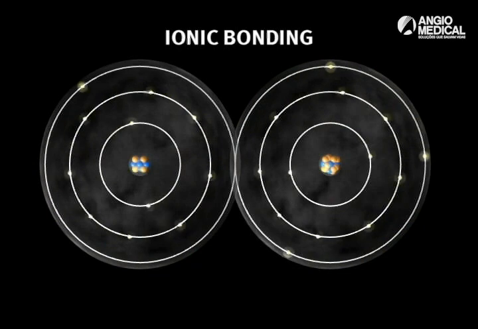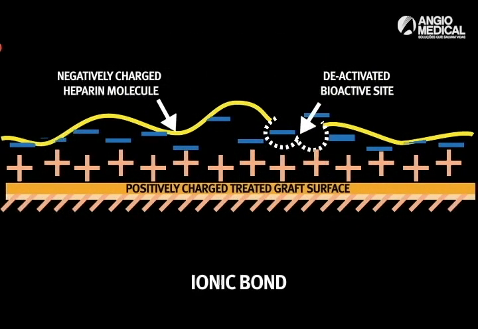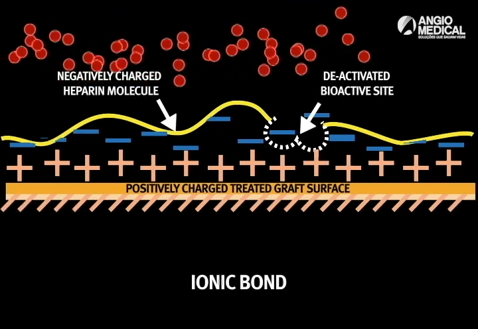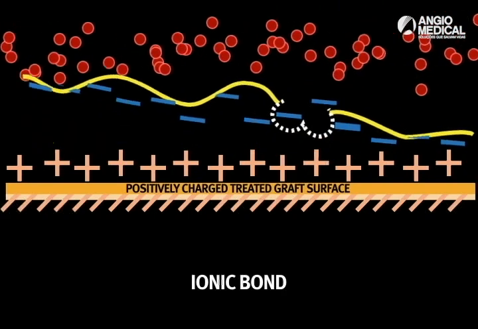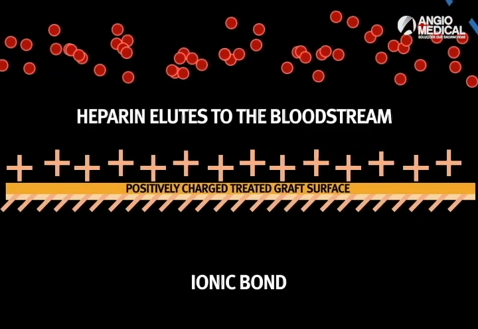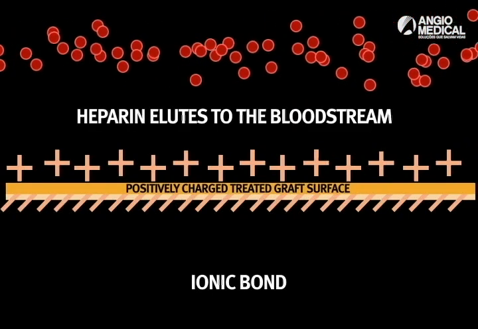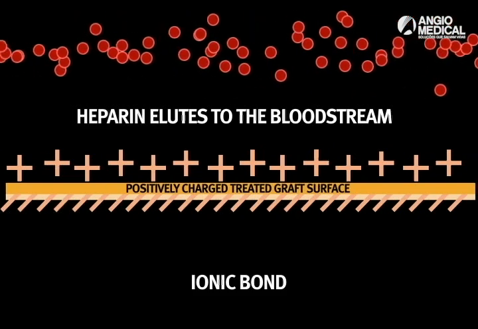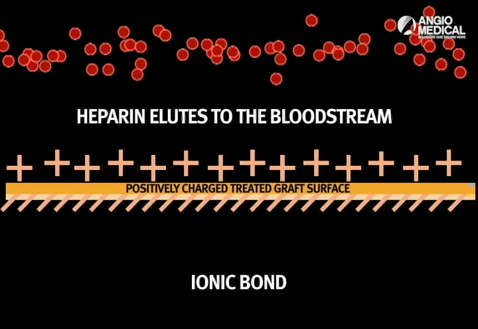An ionic bond is the attraction between oppositely charged ions. These ions are formed due to the transfer of electrons from one atom to another. Now let's look at this from the perspective of heparin that is ionically bonded to a graft. In an aqueous or a blood flow environment, ionic bonds tend to immediately break apart. It is more favorable for the heparin molecule to be in solution in the bloodstream than it is to be bound to the graft surface. When this occurs, the heparin anticoagulant effect is no longer present on the graft surface. This can lead to the development of thrombosis.